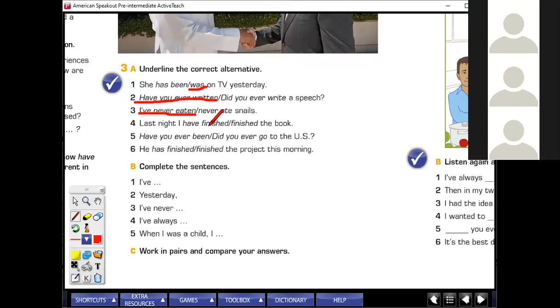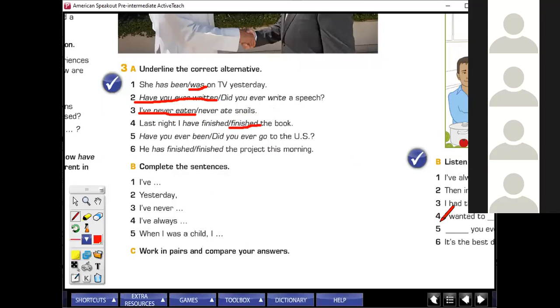4, Karen. Okay. Last night I have finished the book. Or finished the book. Is finish perfect or simple past? Last night. Simple past. Last night I finished. So ya terminó.